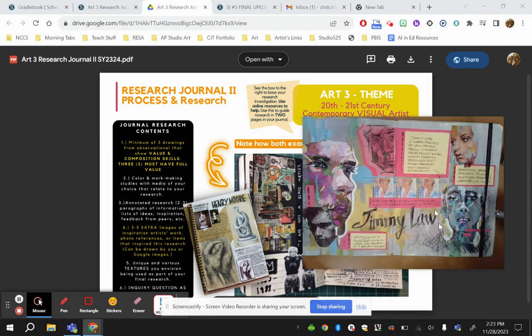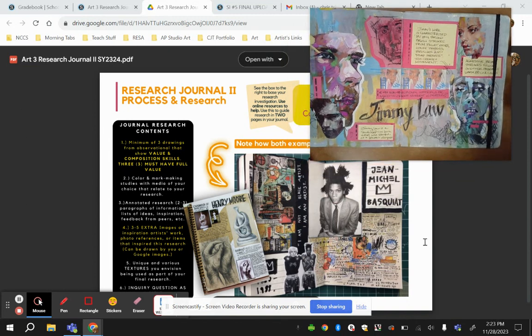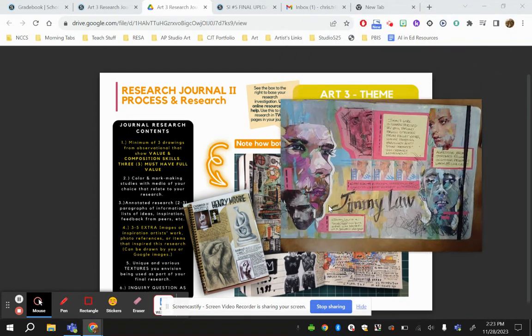One of the other images you can see in the background, I did Jean-Michel Basquiat. Basquiat is a popular 80s artist. You could see I have a student work there that was done. And then there's a small one of Henry Moore, who was a well-known abstract sculptor. So both of these examples are perfect examples of what I'm looking for.